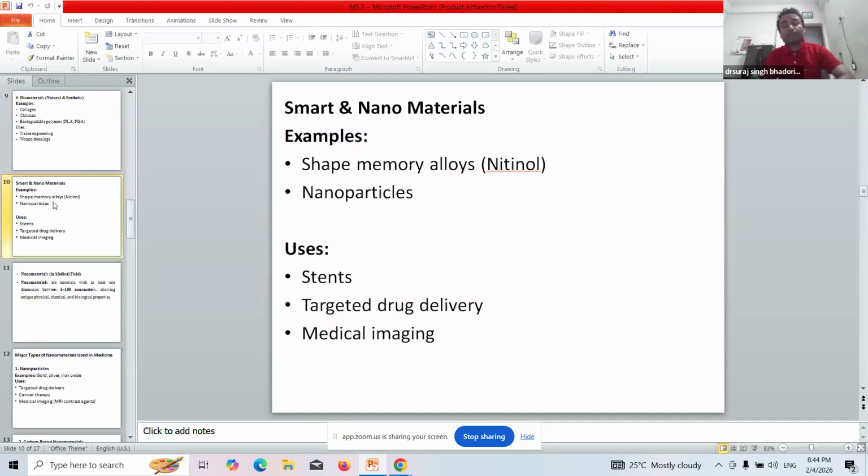Next are the smart and nano materials. Generally, smart and nano materials are examples like shape memory alloys and nanoparticles. Again, these are the smart nanomaterials. Their main important uses are targeted drug delivery, medical imaging, and stents. So generally, these are nanomaterials.